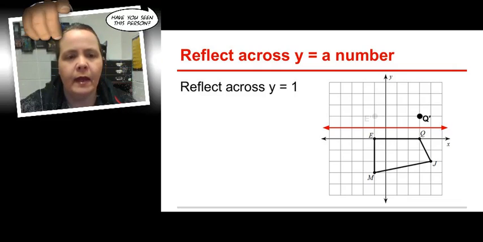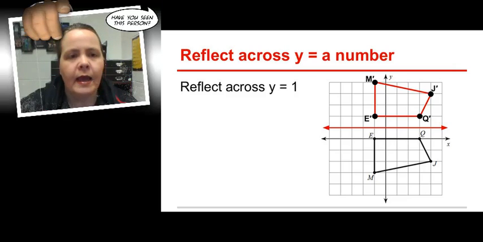There's Q prime. And then we have E. E is 1 unit, and its image will be 1 unit on the other side of the line, so there's E prime. And then we have J, and J is 1, 2, 3 units from that line, so its image is also 3 units from the line, but on the other side. And then we have M. M is 1, 2, 3, 4 units from the line, and its image will be 4 units on the other side of that line. And then we will connect our points, and we have our image of the original there.